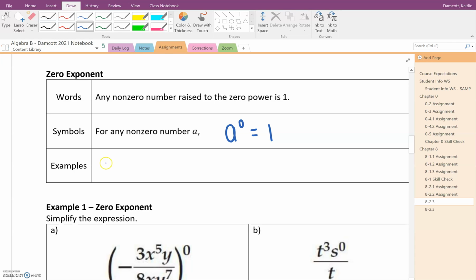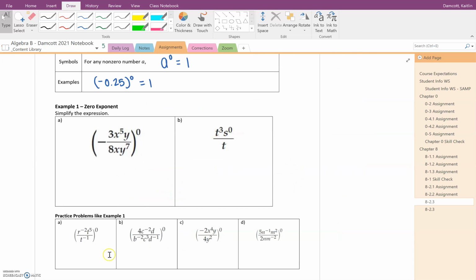So taking a look at an example, let's say we had something crazy. Let's say we had negative 0.25, and we're going to raise that to the 0. Well, I'll tell you, regardless of what we put in these parentheses, any number we put in there is just going to result in 1 if it's raised to that 0 exponent. So this is kind of fun here. So instead of saying like we have a negative 0.25, we have this. We have 3x to the 5th over y, and all divided by 8x y to the 7th, and this is a whole negative number.